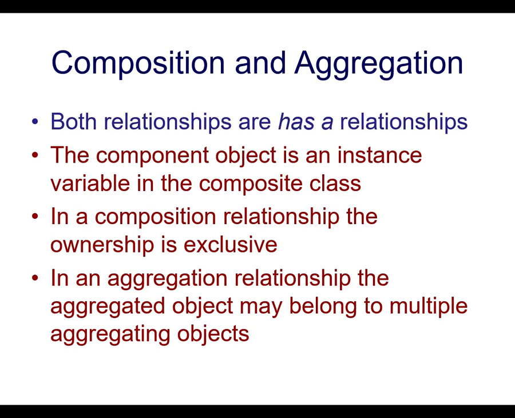Both kinds of relationships are has-a relationships, in contrast with inheritance relationships that are characterized by the is-a predicate. In both cases, the component object is an instance variable in the composite class. The relationship exists between the component class and the composite class. The key difference between composition and aggregation is that with composition, the ownership is exclusive. That means the component object cannot be a component of any other class at the same time.